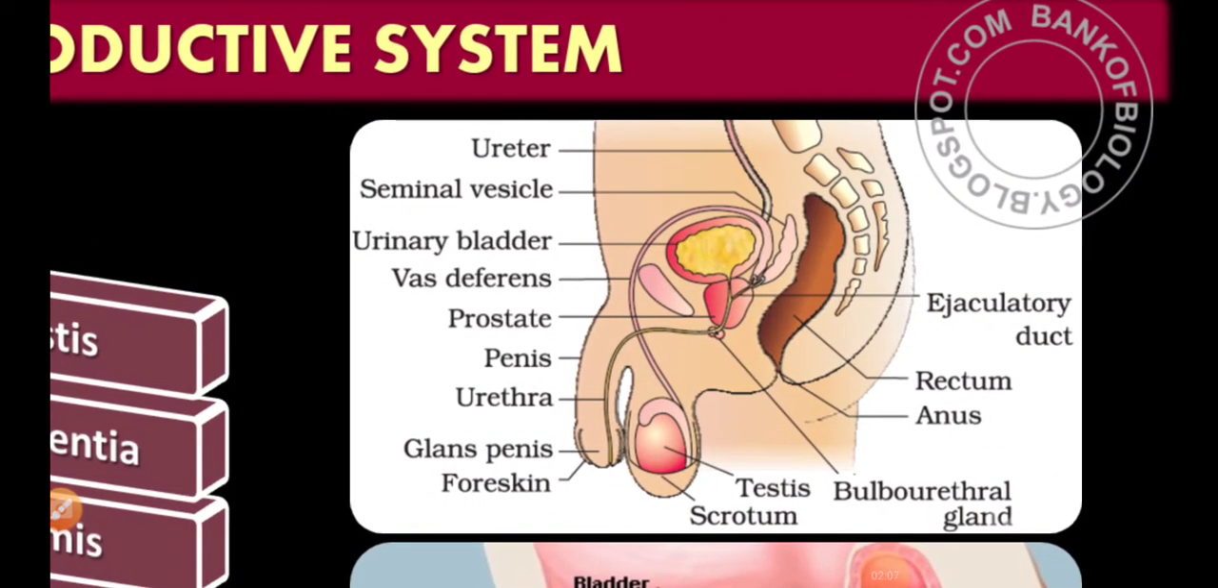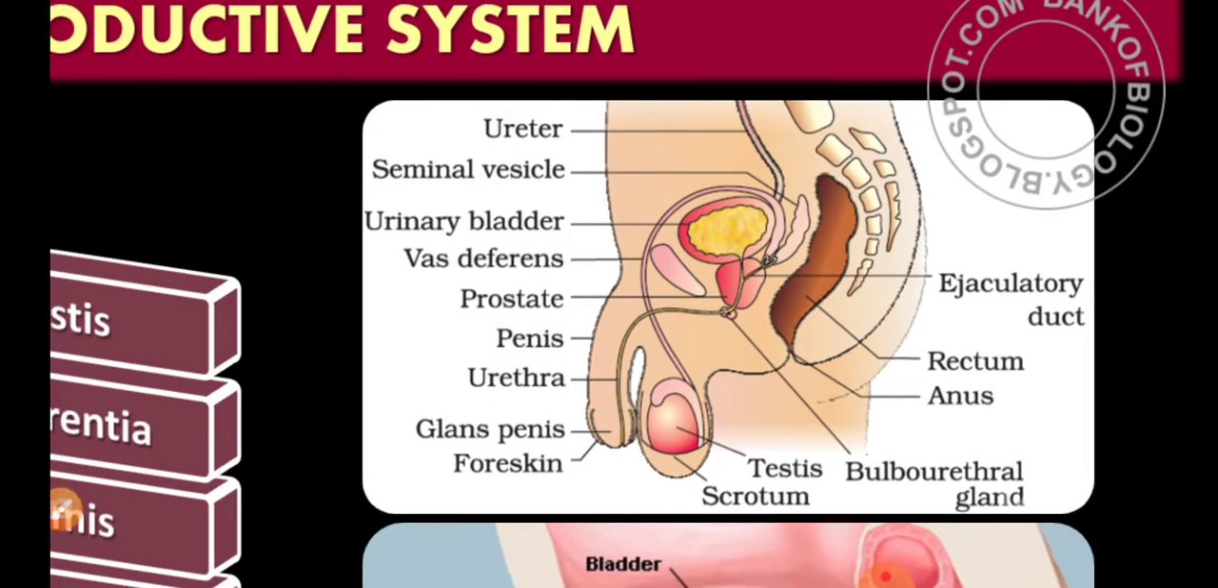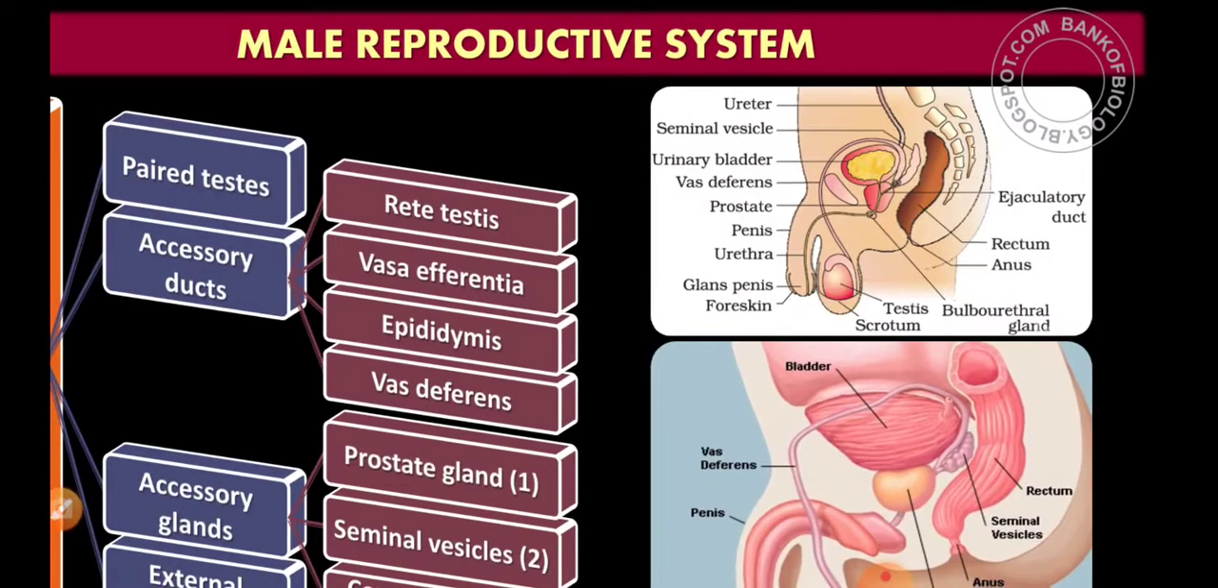As you see the figure, you can see some main structures. Those that make up the male reproductive system are the testes, scrotum, penis, prostate gland, vasa deferens, seminal vesicle, and bulbourethral gland. These are the major structures involved in the male reproductive system.